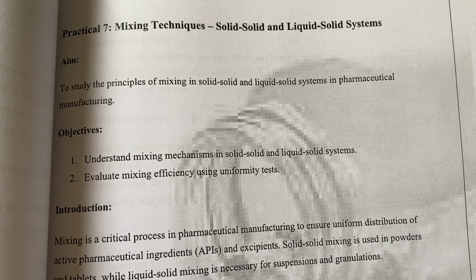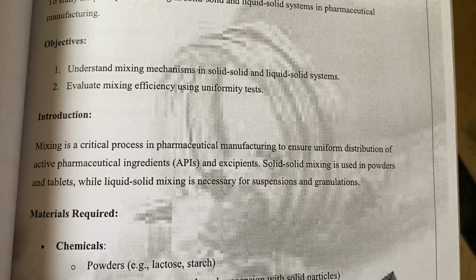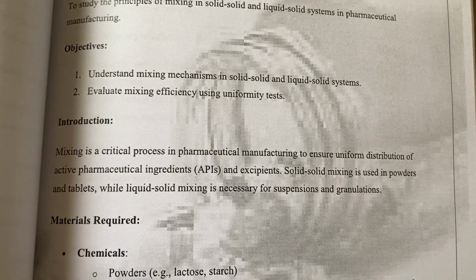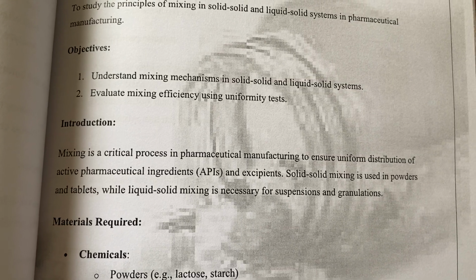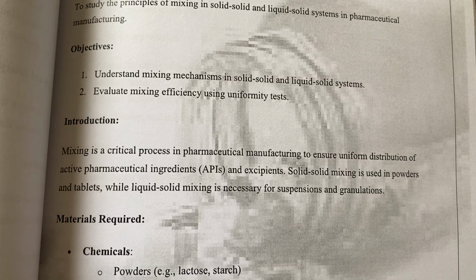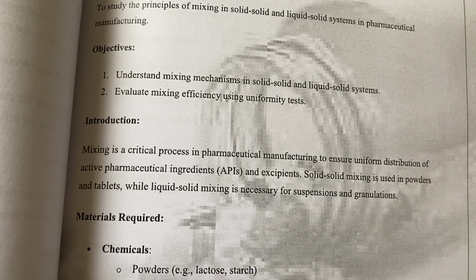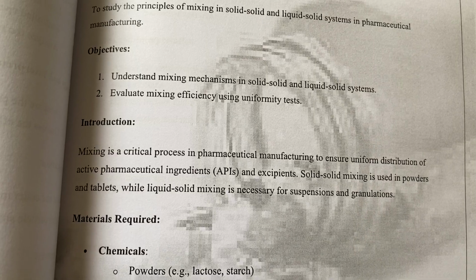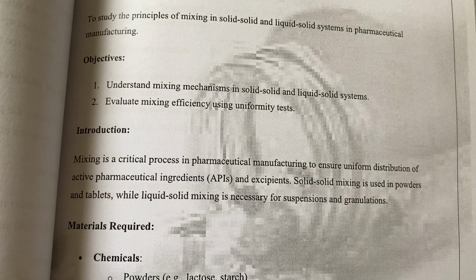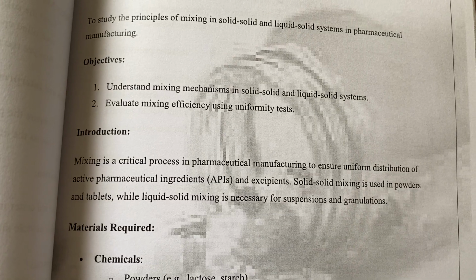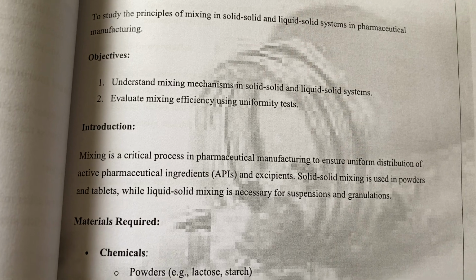Introduction. Mixing is a critical process in pharmaceutical manufacturing to ensure uniform distribution of active pharmaceutical ingredients, APIs, and excipients. Solid into solid mixing is used in powders and tablets, while liquid into solid mixing is necessary for suspensions and granulations.